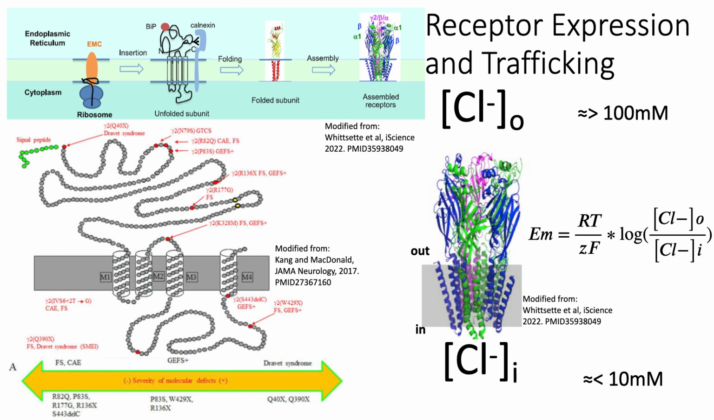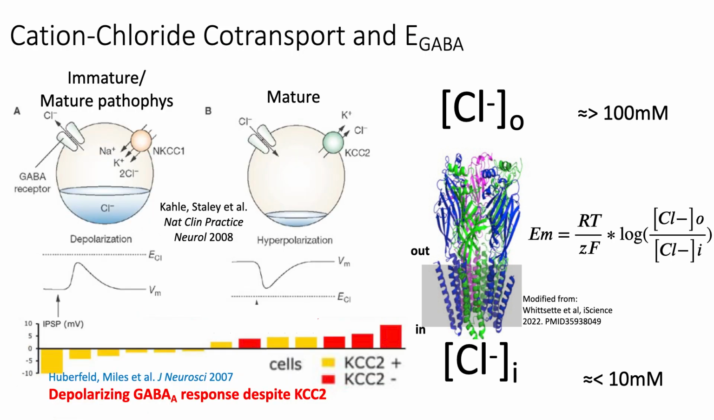I just want to point out one last thing, is that the assembly, folding, and transit is actually important for other types of transmembrane channels and receptors, most notably cation chloride cotransporters, which we're going to talk about a little bit next here.